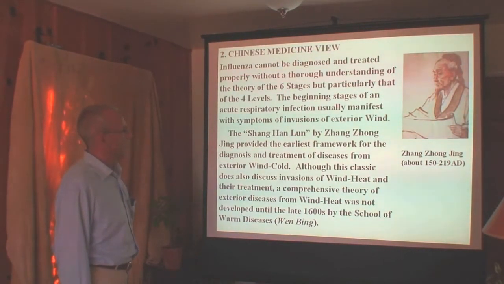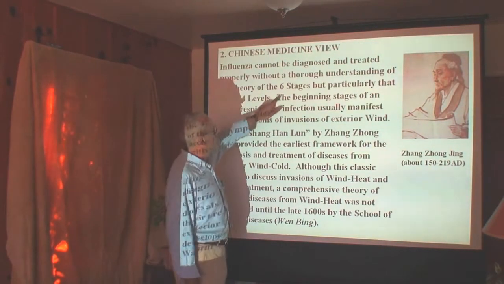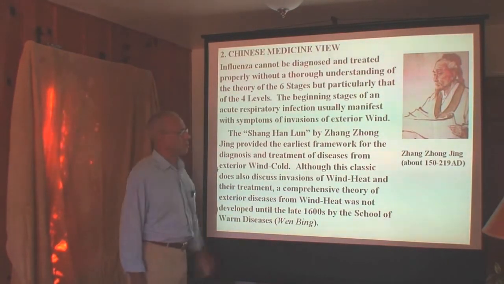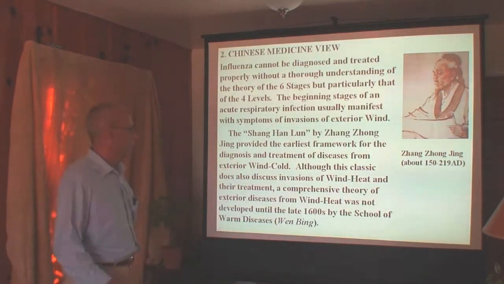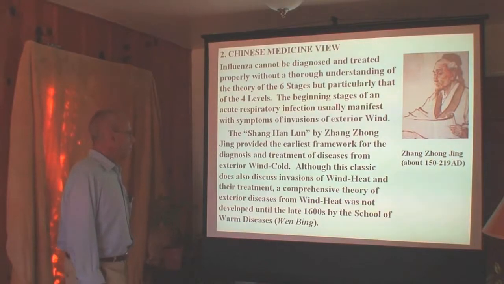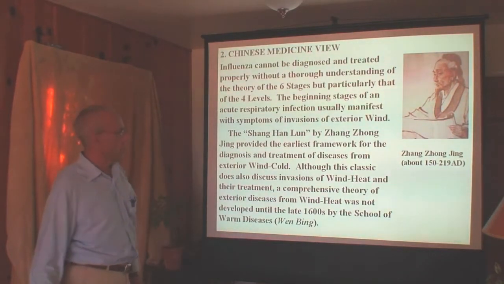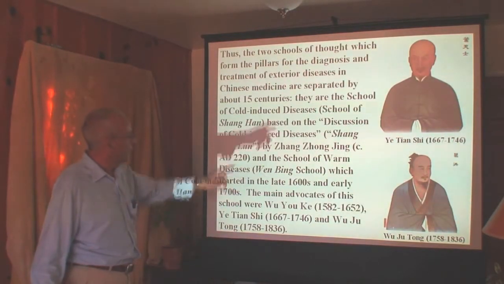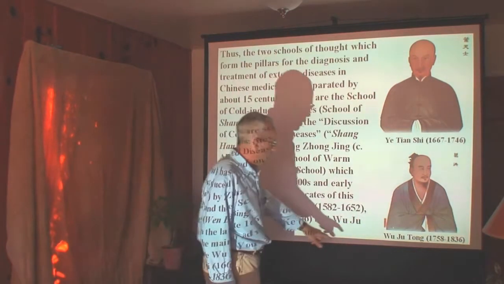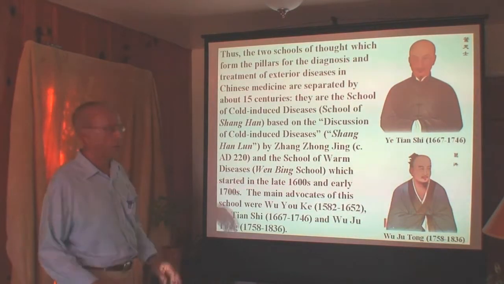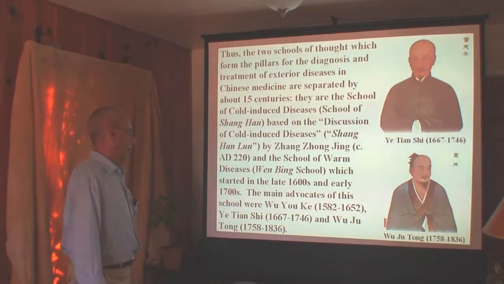And in order to treat these diseases in Chinese medicine, we cannot treat them without understanding the 6 stages from the Shanghan Lun, but especially the 4 levels of the Wenping disease. And in my opinion, for the treatment of influenza especially, the theory of the 4 levels is much more useful, much more practical, and it corresponds more to clinical reality. These are the 2 doctors I've already mentioned. By the way, Wu Jutung is the author of the famous Yin Chow pill, which is very popular also in the West, which is a great pill to take in the beginning stages of influenza, when it is still at the Wei level.